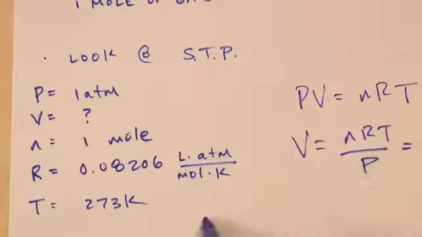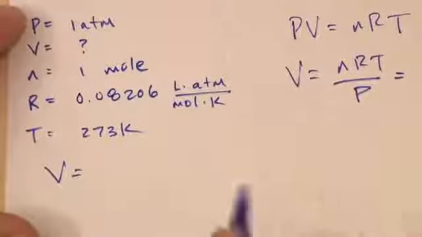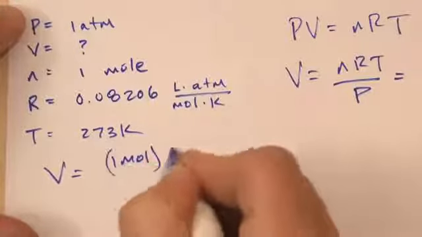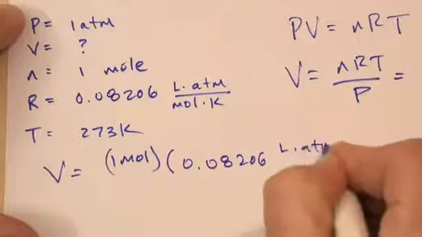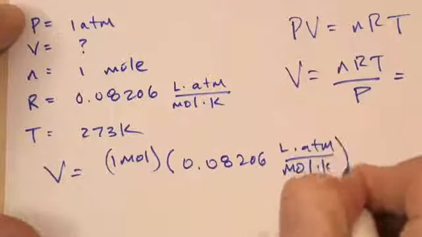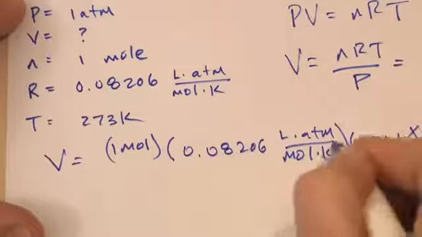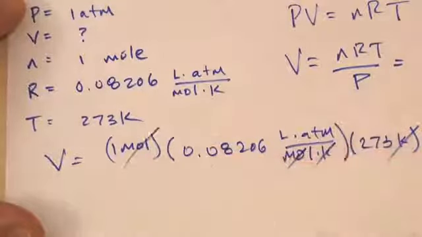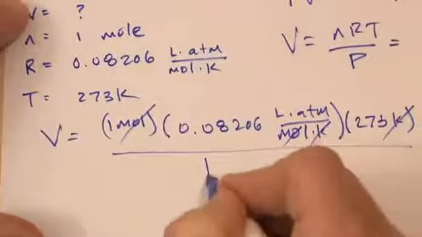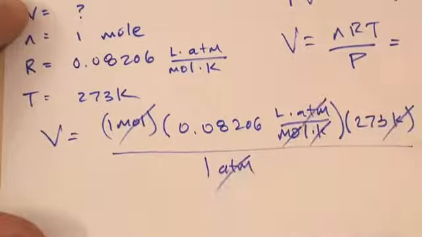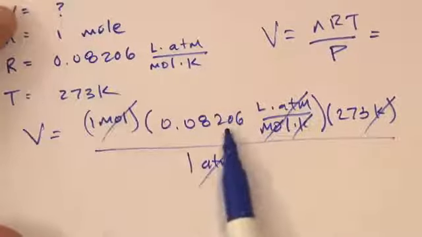If we plug in the numbers for this, and I'll do it down below here, volume is equal to 1 mole times R, which is 0.08206 liters times atmospheres per mole times Kelvin, times T, which is 273 Kelvin. Notice our Kelvins cancel with our Kelvin, and our moles cancel with our moles. And then we divide this by our pressure, and our pressure is 1 atmosphere. Notice our atmospheres cancel with our atmospheres, and our units end up being liters. Take a moment right now and plug this into your calculator.